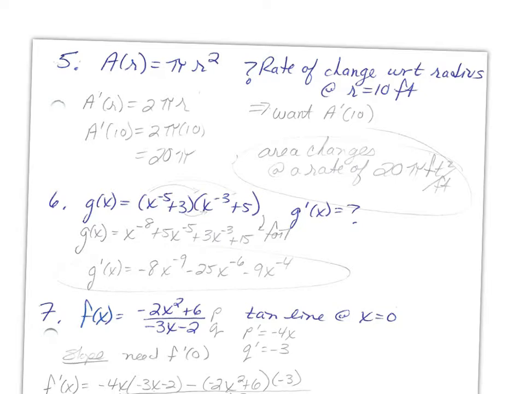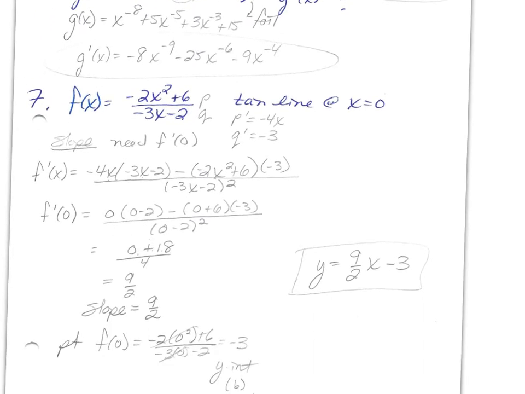So FOIL it first: outside, inside, last, and you get this guy. Then use the power rule to get the derivative. For number 7, you are writing the equation of a tangent line at the point of the graph where it has this value. So we need a tangent line at x is 0.